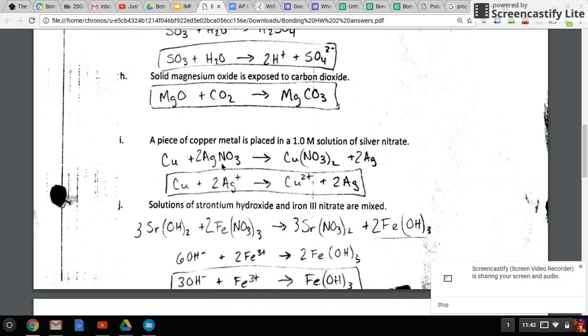I is a single replacement reaction. It's one that you have seen. Copper put into silver nitrate. Of course, nitrates are all soluble, so they do split up, and that's one of the few compounds that will combine with silver and not form a precipitate.